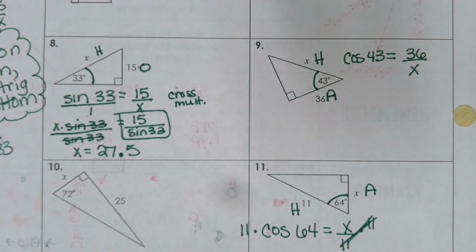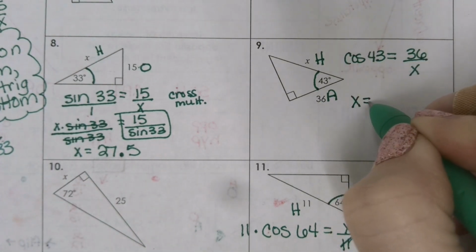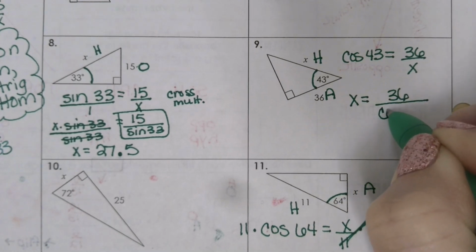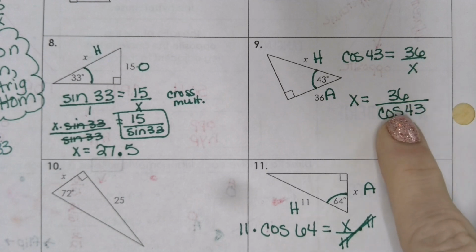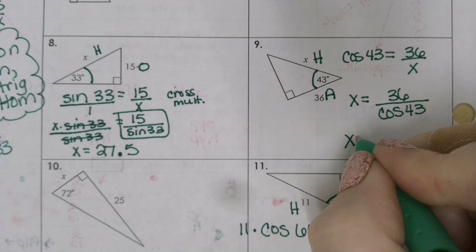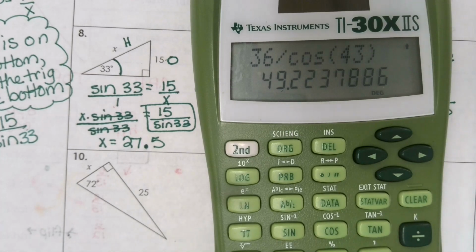If x is on the bottom, move the trig to the bottom. This is what you're putting in your calculator. Could you please type that in your calculator? I'm going to give you a point for getting that right. That's what it looks like. And we get 49.2.